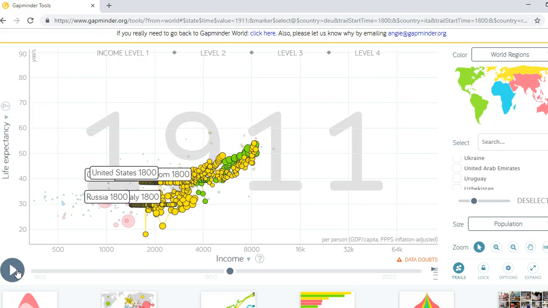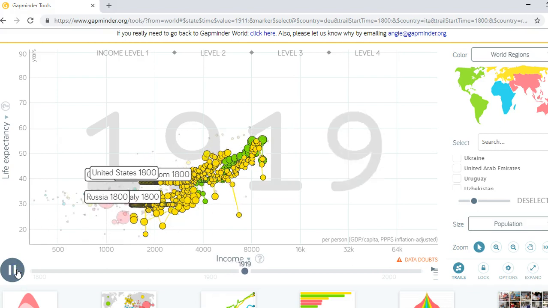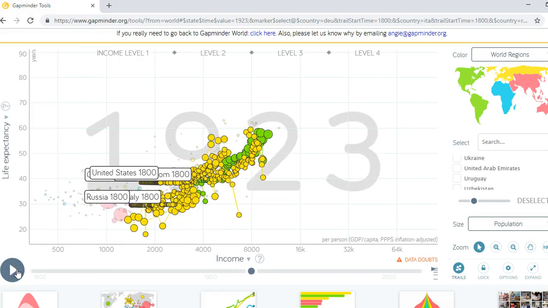So I got it at 1911, and notice the trails box is clicked, so you're getting to see their paths and when they've dropped and where they dropped. Now at 1911, we're going to click play, and I'm going to try to stop it at 1920, and this is World War I. Did you see everybody bottom out?